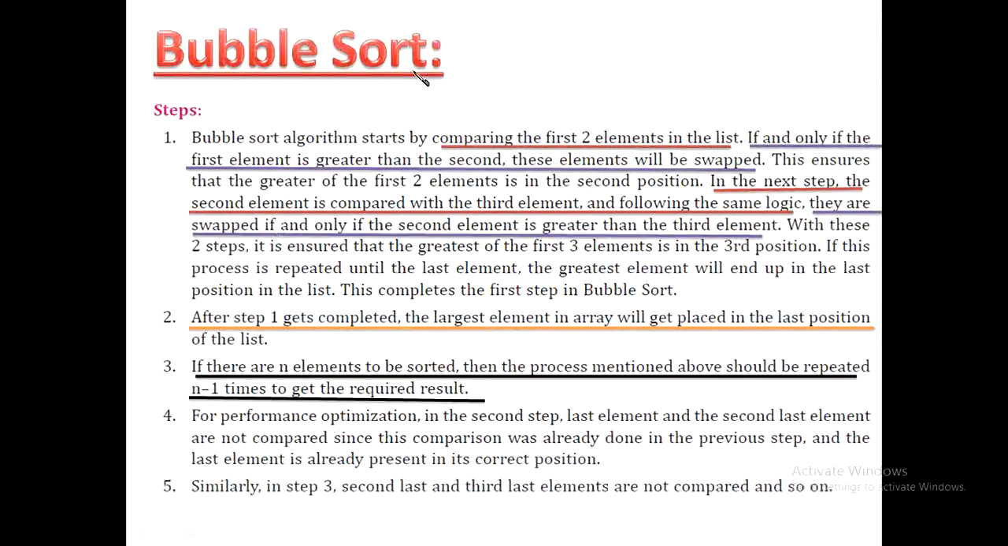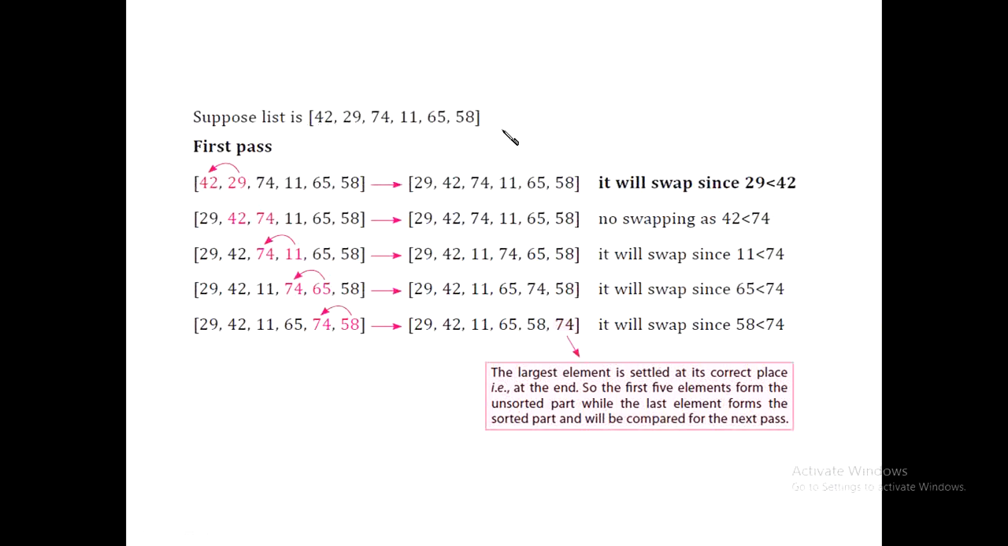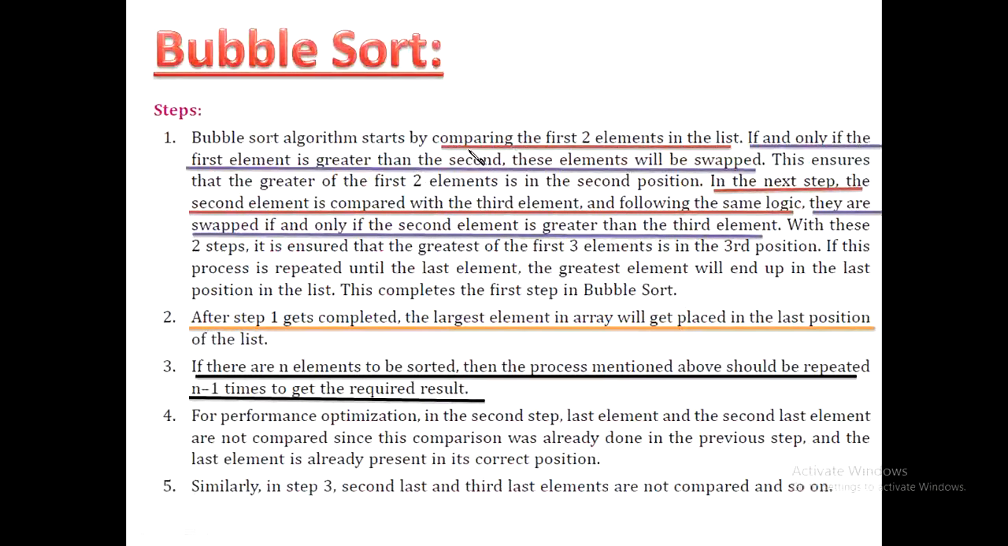First of all, bubble sort. This is the algorithm for bubble sort. The bubble sort algorithm starts by comparing the first two elements in the list. Suppose we have the list 42, 29, 74, 11, 65 and 58. This is an unsorted list, so it will compare the first two elements. If and only if the first element is greater than the second, the elements will be swapped.